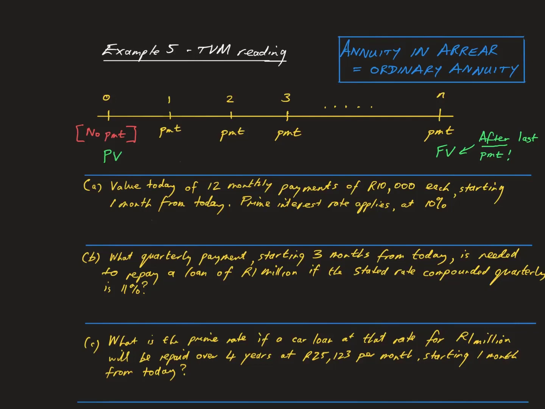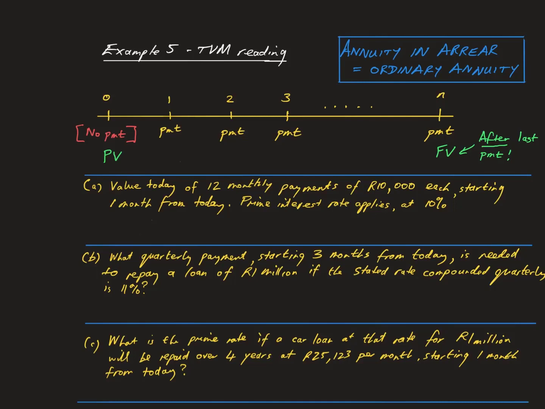Let's take a look at part A, which is asking us to calculate the present value of 12 monthly payments of a particular amount starting 1 month from today. And that is a key kind of commonality with these so-called ordinary annuities, that the first cash flow payment or receipt, whichever one it is, will be one period away from today. And because in this case we're looking at months, it is 1 month away from today.